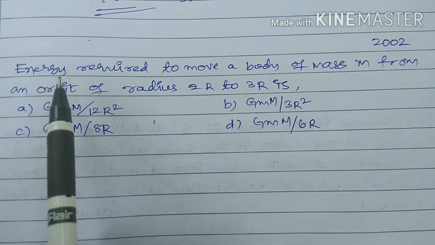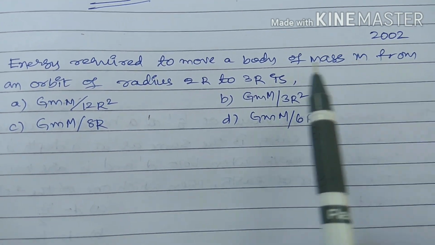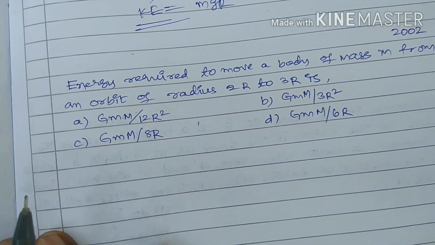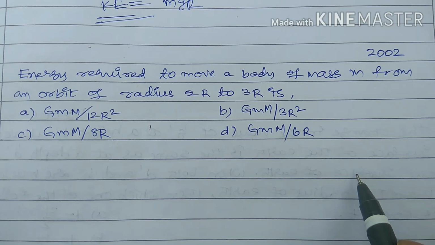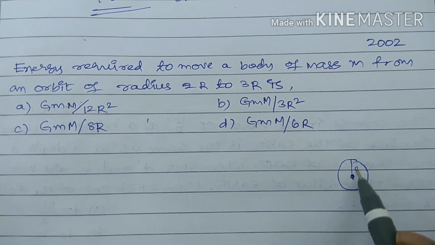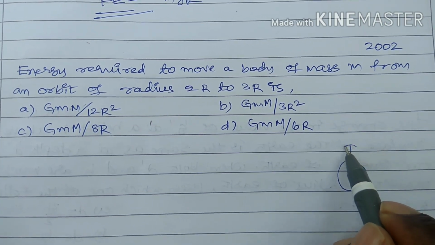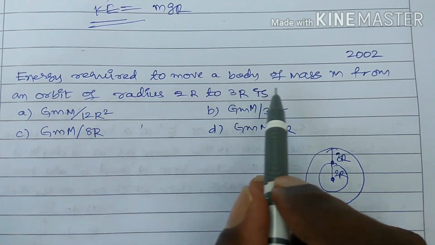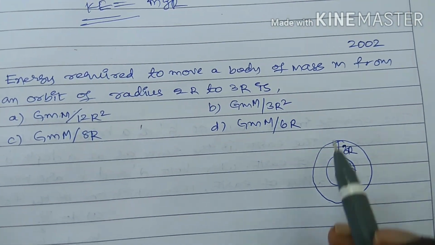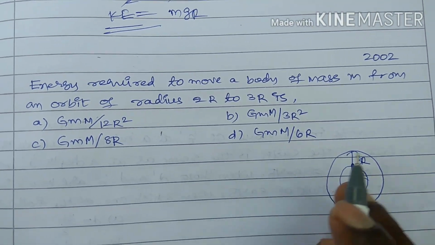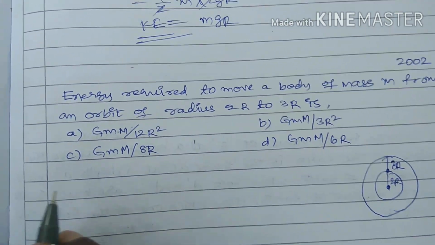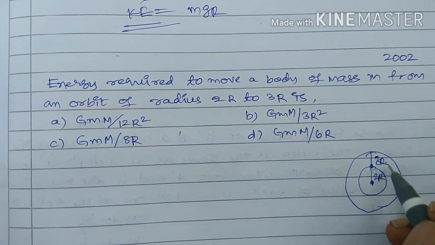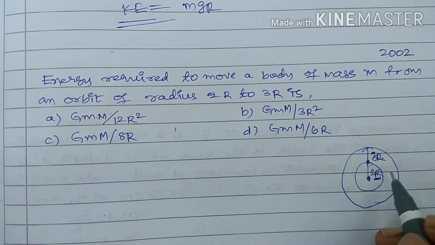Now the second question: energy required to move a body of mass m from an orbit of radius 2r to 3r. So here the body has 2r radius, and the body moves up to 3r radius. What is the energy required to move the body from 2r radius to 3r radius? This can be stored in the form of potential energy. There are two radii, 3r and 2r. 2r is the initial radius and 3r is the final radius.